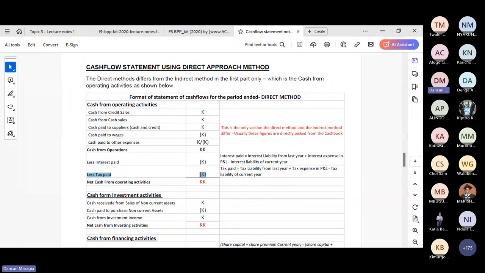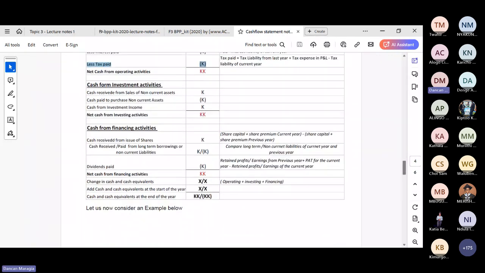Now, with this, you come to cash from investing activities, where you get cash received from sale of non-current assets, cash paid to purchase non-current assets, cash from investment income, then cash flow from financing activities: cash received from issue of shares, cash received or paid from long-term borrowings or non-current liabilities, dividends paid, and all that. Then this will be the movement, which I'm going to show you how we do.